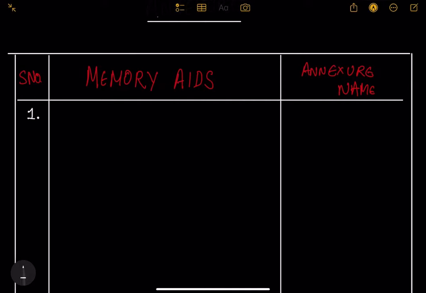In this lecture, I'll guide you on how to learn the names of these annexures. I have drafted some memory aids which will help you learn this. Let us start with the first annexure.